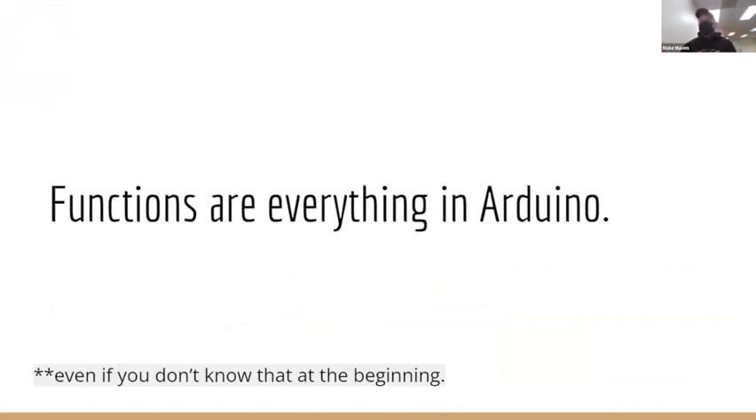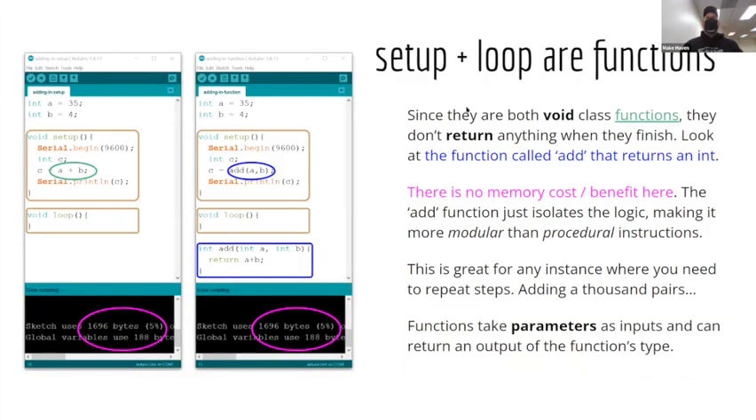Even if you don't know that at the beginning, functions are really the driving force of Arduino. They're how you describe just about all of the stuff that you do. For example, setup and loop are totally functions. So void setup and void loop are the two things that you have to have in an Arduino program, the bare minimums, and those are both functions. The void just means that the setup function doesn't return anything. And the loop function is also void.